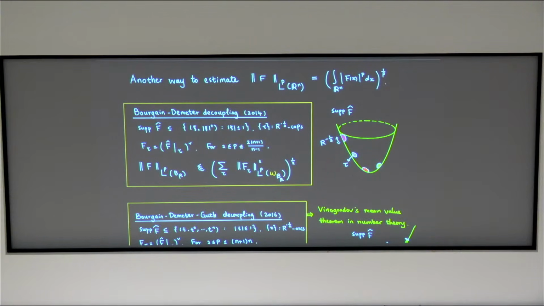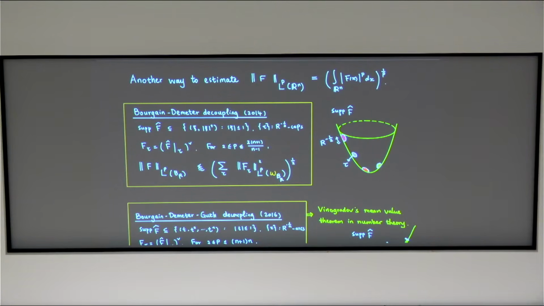And f tau just means we take the Fourier transform, which has support on this paraboloid, and then we restrict the support on tau. So in reality, there should be a partition of unity, but for the sake of presentation, I will just say that this is restricted on tau. And so f tau is the Fourier restriction to this tau.